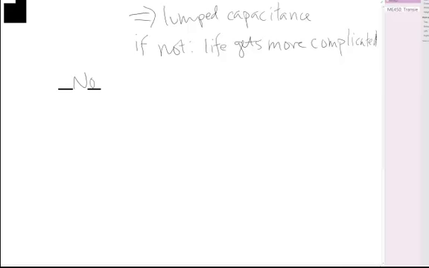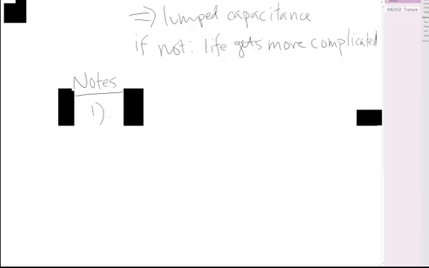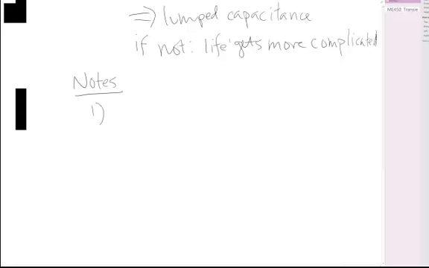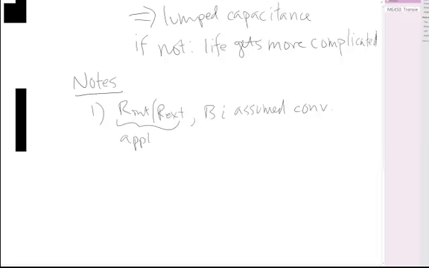First note is that, remember that we're comparing the interior resistance to the exterior resistance. And in this case, the Biot number assumed convection on the outside. But keep in mind that we can make this same internal versus external resistance comparison. This would apply for any external environment.